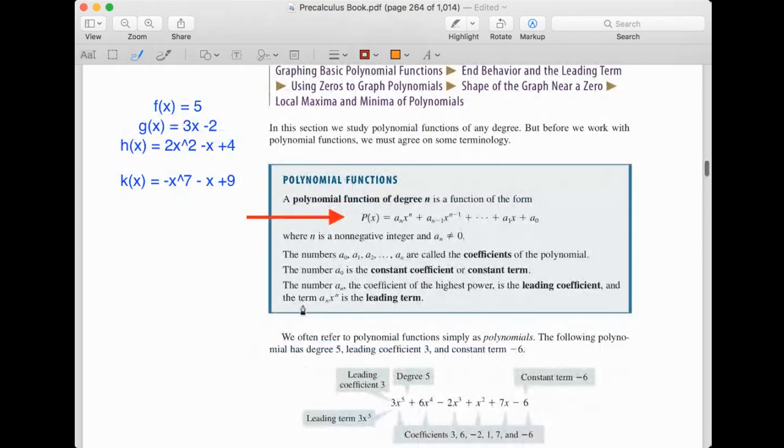And the leading term is important, right? The term a_n x^n, the term that has the highest power, is the leading term. Sometimes it may not be written in order, so look for the x with the highest power. The first one is a 0 degree polynomial. The second one, x raised to the first power. Then x raised to the second power, x raised to the 7th power. Those are leading terms. 3x here is a leading term. A constant function is just a number.